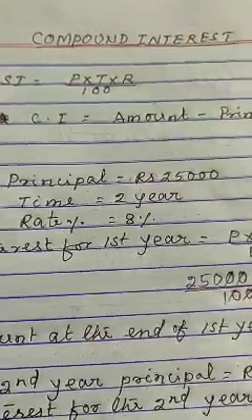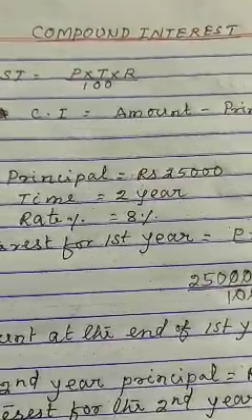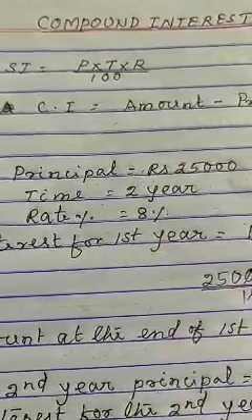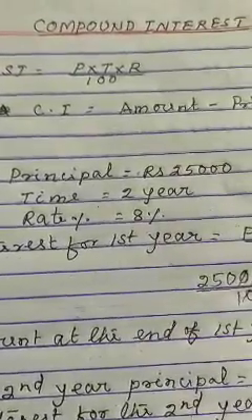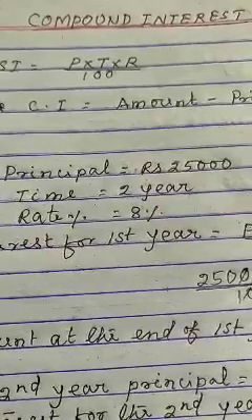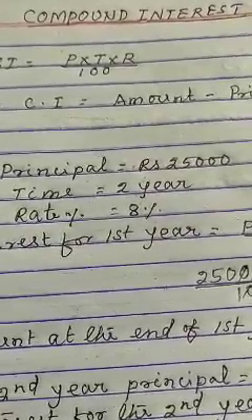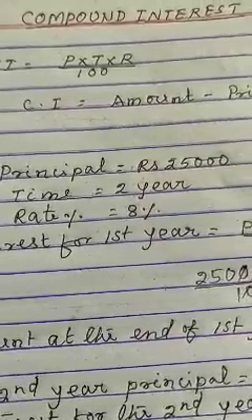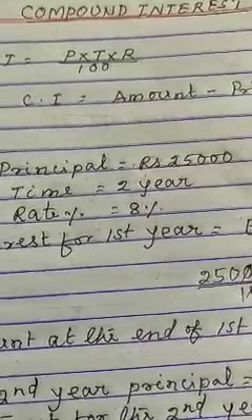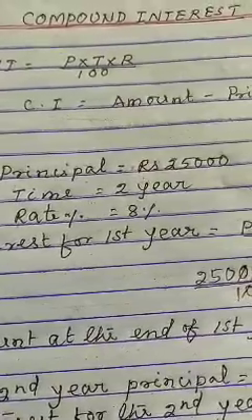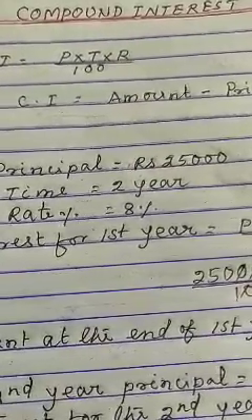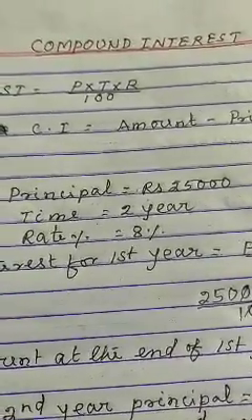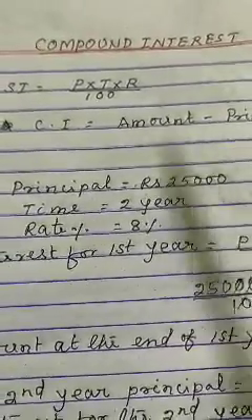Today I will teach you compound interest. Already you know how to calculate simple interest. In simple interest, the calculation is SI equals PTR by 100. P represents the principal or sum, T represents the time, and R represents the rate percent.